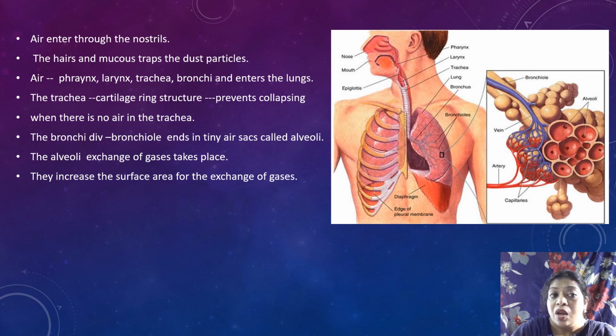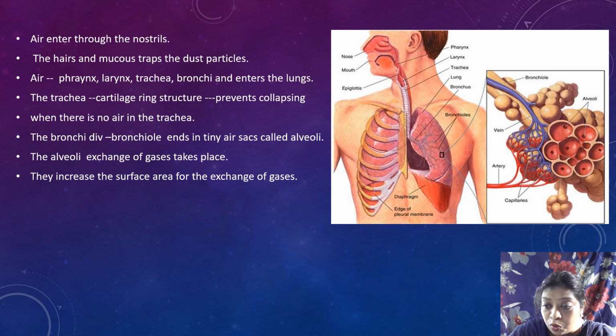That is, when there is no air in the trachea, it prevents the collapsing. And finally, the bronchi. The bronchi is again divided into bronchioles. And each bronchiole has many small, tiny sacs. That tiny sac is nothing but the alveoli. This alveoli helps in the exchange of gases.